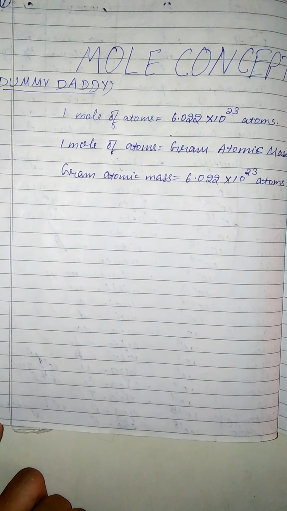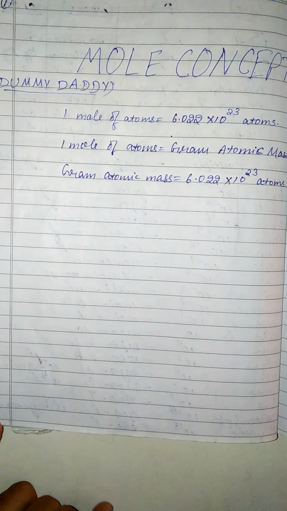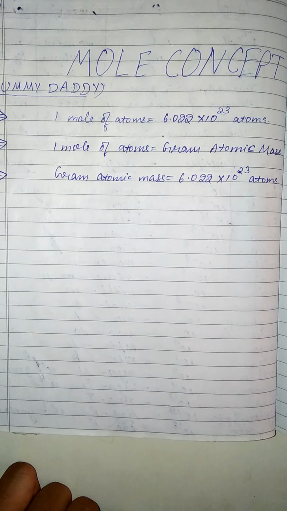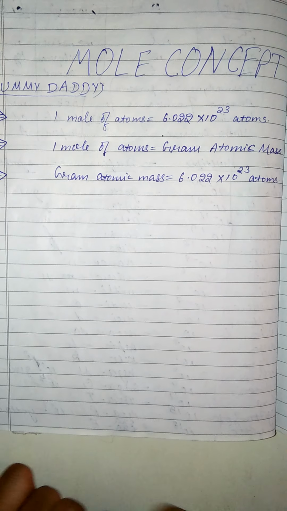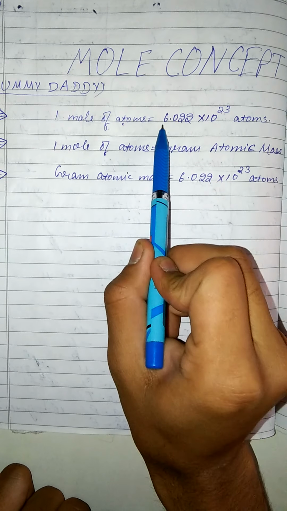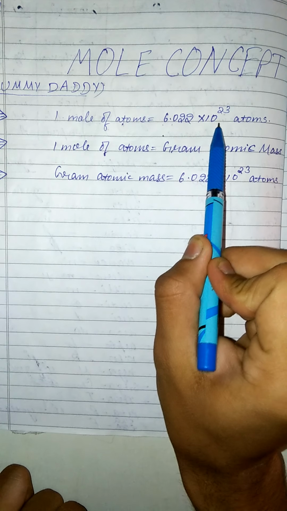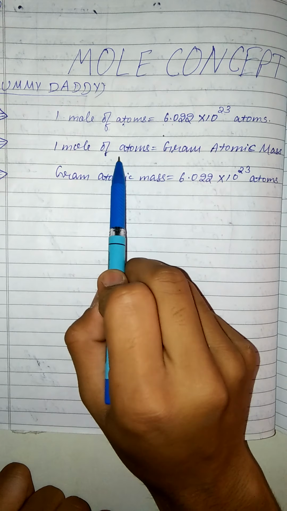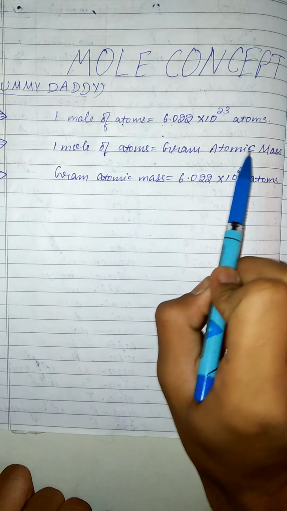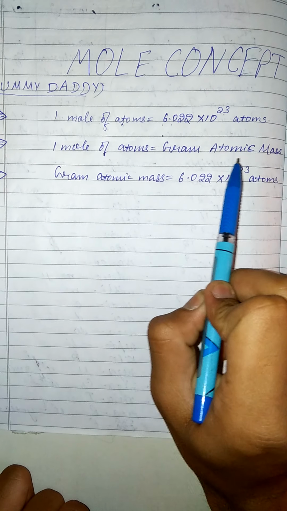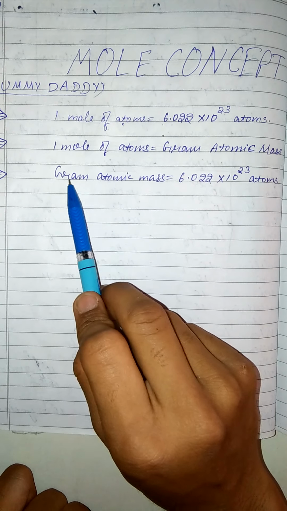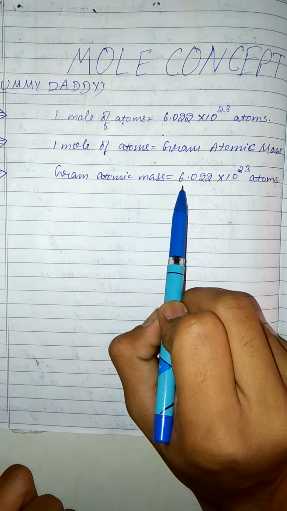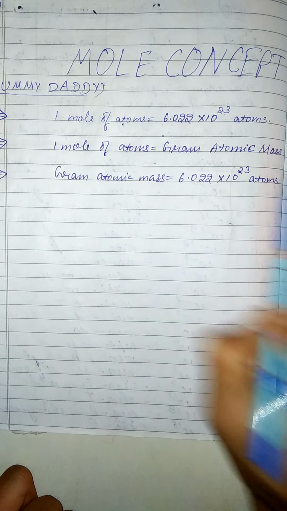And now we are in a position to study some more basic principles for solving the numericals based on the mole concept. The first is: 1 mole of atoms is equal to 6.022 × 10^23 atoms, and 1 mole of atoms is also equal to the gram atomic mass of the atom of that element. Another is: gram atomic mass is also equal to 6.022 × 10^23 atoms.